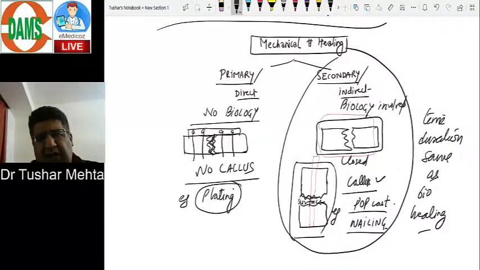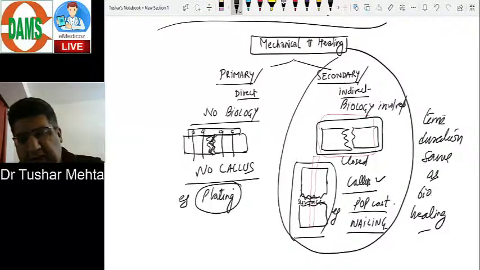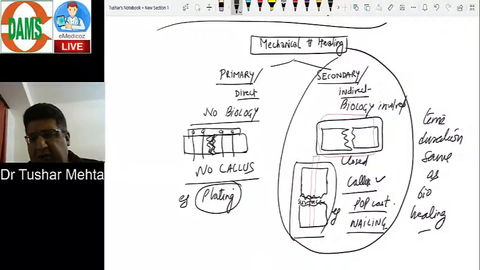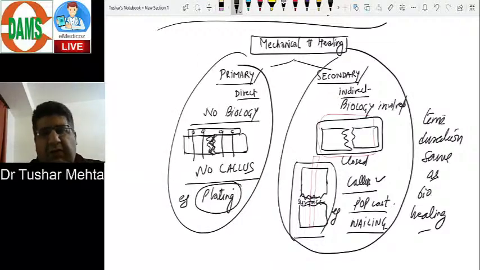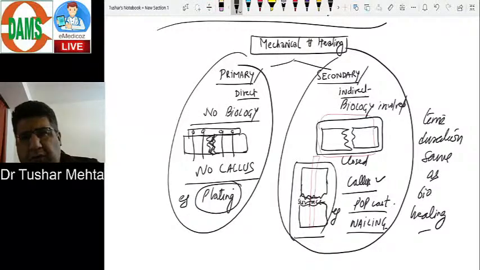And I was in the library day before yesterday, reading that when you do a plating, you hardly see any callus, but my senior is able to see callus. Either he is wrong or the textbook is wrong. More chances are he is wrong. So I asked one of the seniors, and he told me the same thing. So you have to understand, this is something very important for all of us: when we do a plating, there is no possibility of any callus formation, but there is no time duration. Normally it is around 2 to 2.5 months.